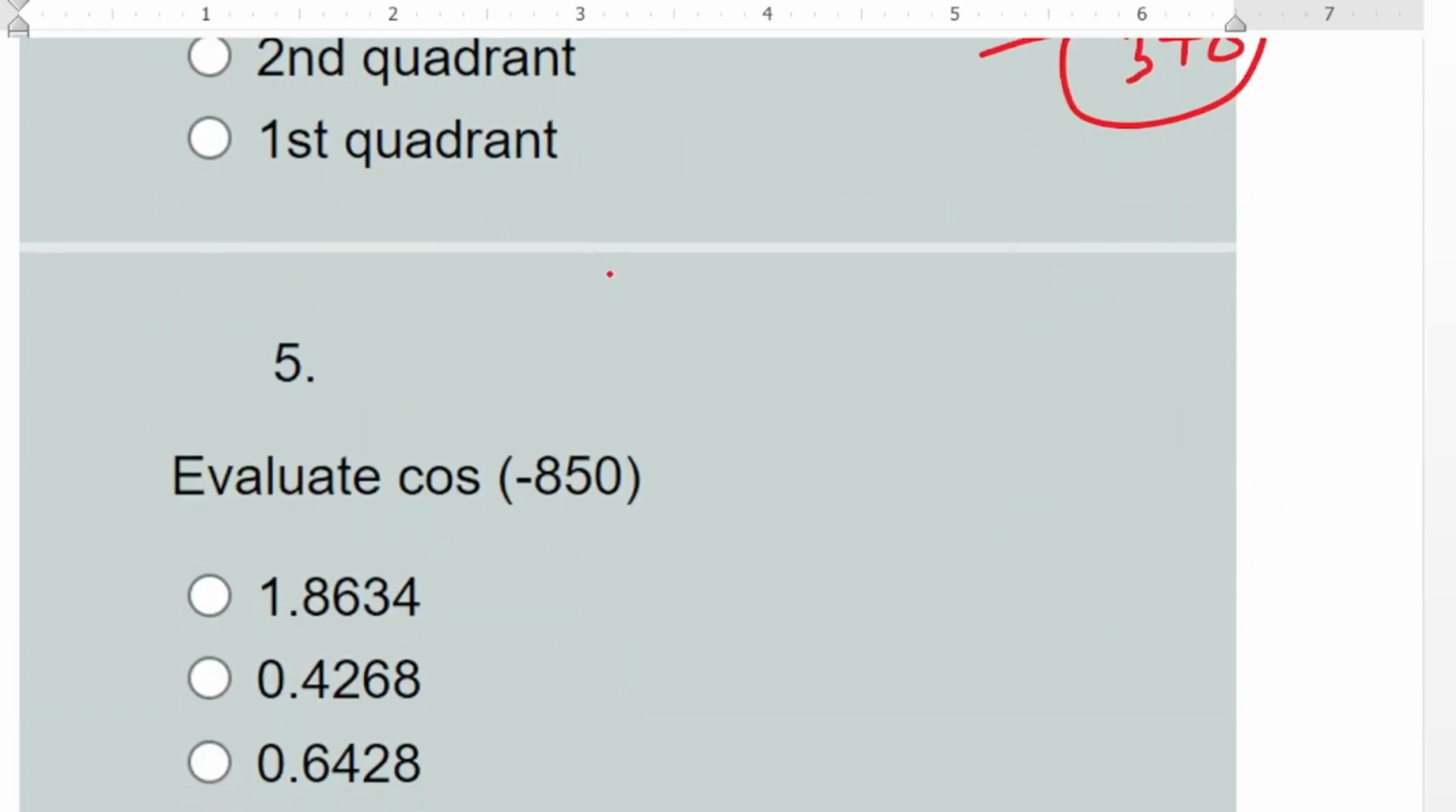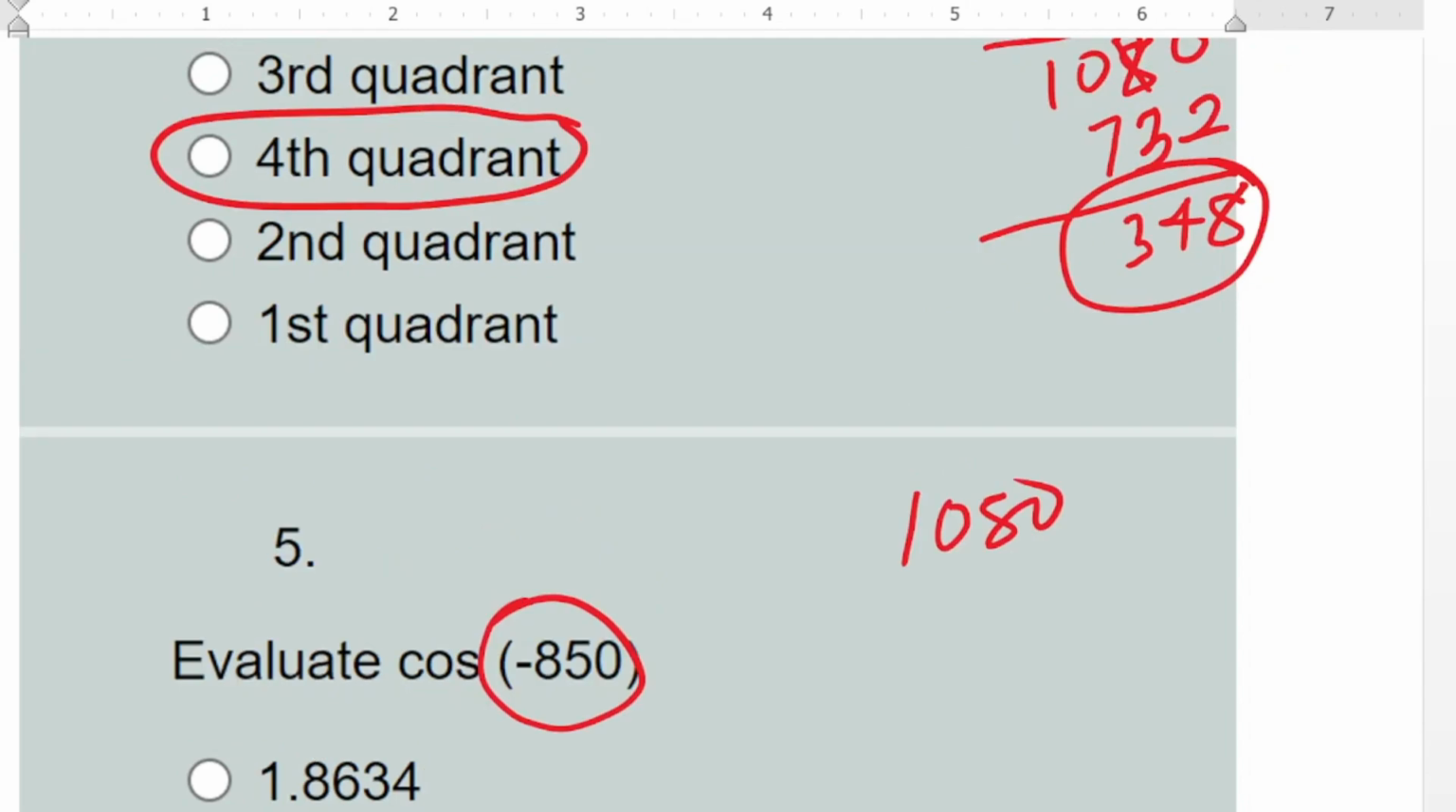The last question here is this. Evaluate cos negative 850. First of all, we deal with this one. That is going to give us 1080 again, because 1080 is the one that is bigger than this. So this is going to be 1080 minus 850, which gives 230. So that is cos 230.